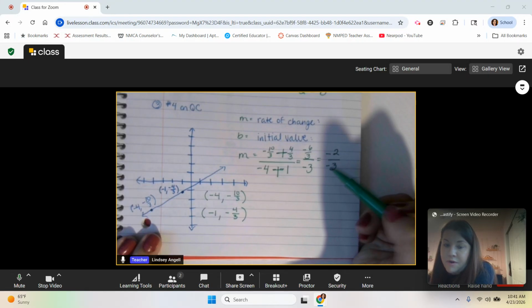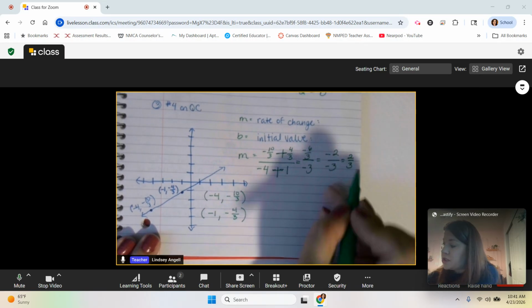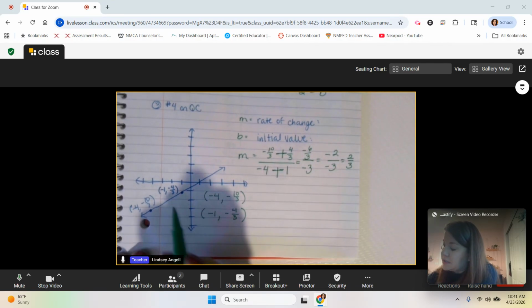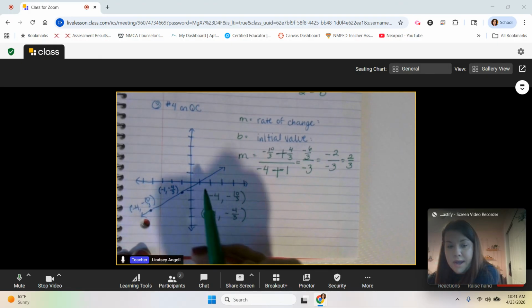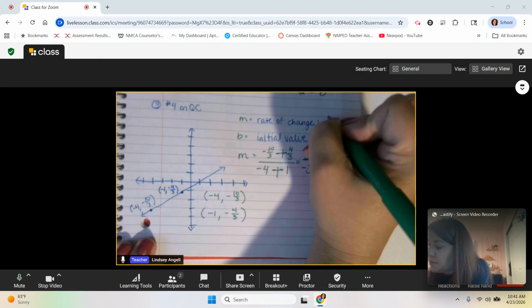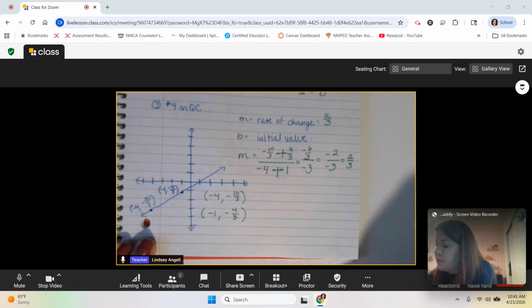Now I have a negative over a negative, which means it's positive, which is also good because this looks like it's going uphill, right? When you look at it from left to right, it looks like it's going uphill, which means it's a positive association. So our slope would be 2 thirds.